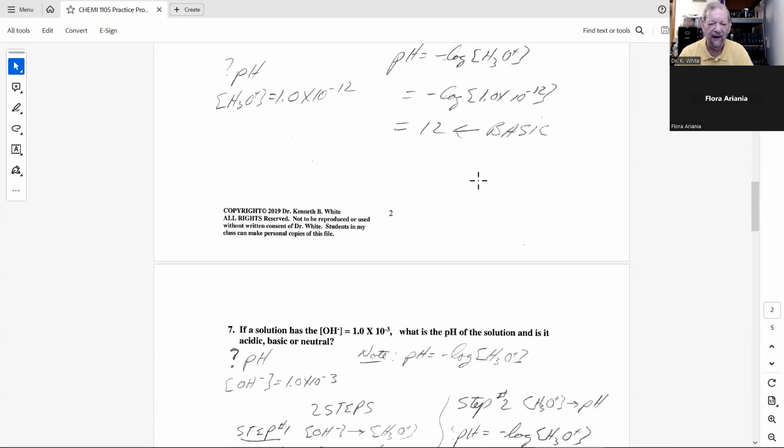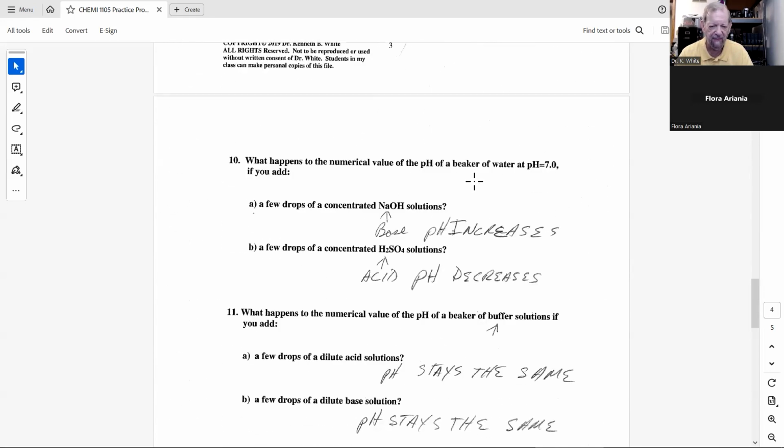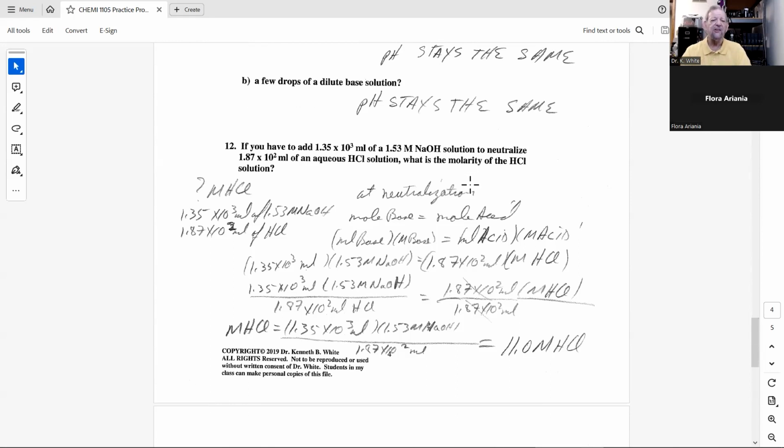Hopefully you've all looked at the practice problems. Some I've done tonight. All right, let's look at number 12. If you have to add 1.35 times 10 to the third mL, milliliters, that's the volume of a 1.53 capital M NaOH. Remember, M is molarity, moles per 1,000 milliliters. And the key thing here is to neutralize 1.87 times 10 to the minus 2 milliliters of an aqueous HCl, hydrochloric acid solution. What is the molarity of the HCl solution?